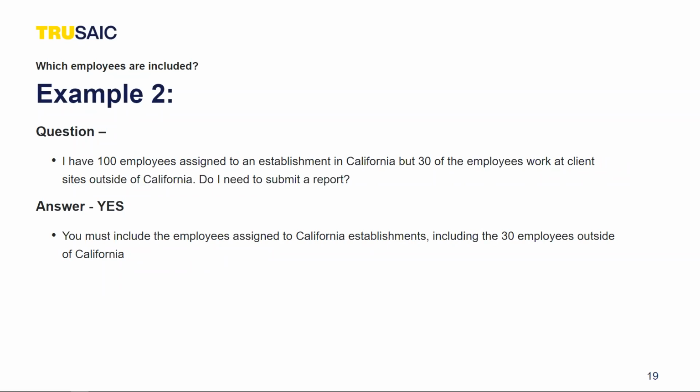Next slide, please. Here's an example where an employer in California has 100 employees, but 30 of them are always working outside the state. They're working at client sites. Does that employer need to report? The answer is, again, yes. You must include the employees assigned to California establishments. Even though these employees are working outside the state, they're employed by the California establishment, so they count. An employer would have to file a report, and the second question is whether these 30 employees would be included in the actual filing. They would be, because they're reporting to a California establishment.